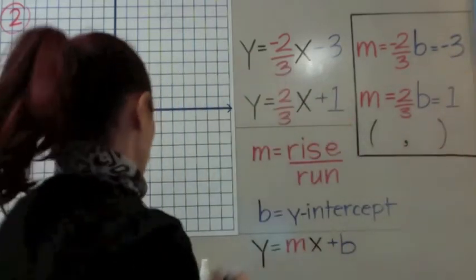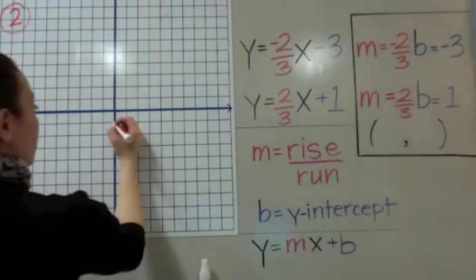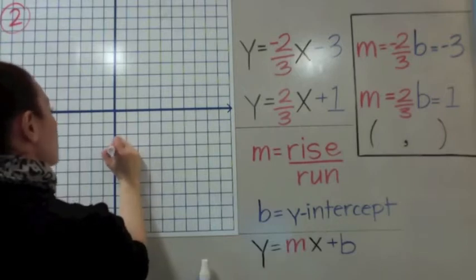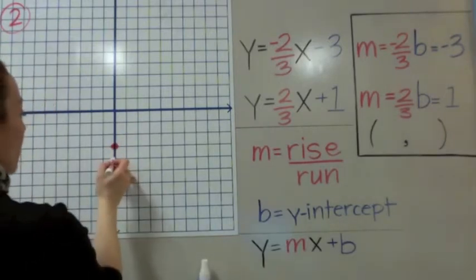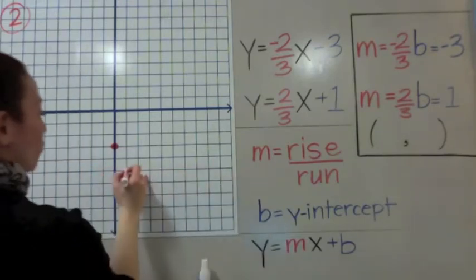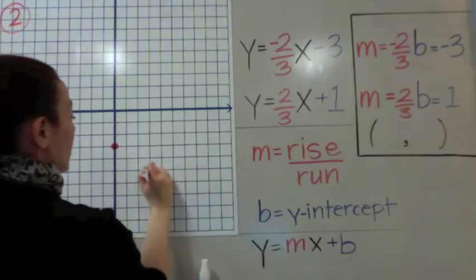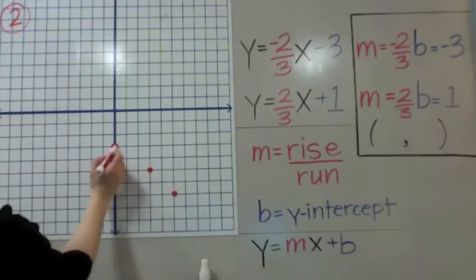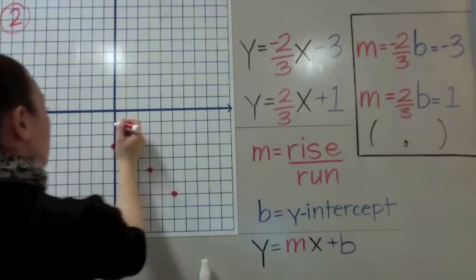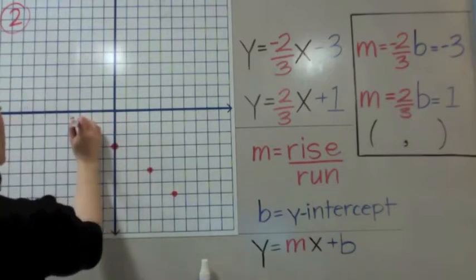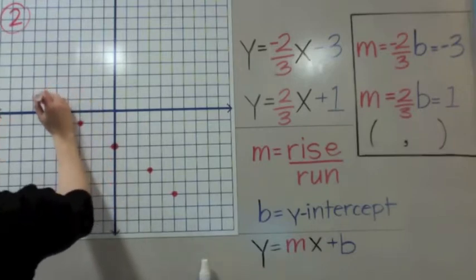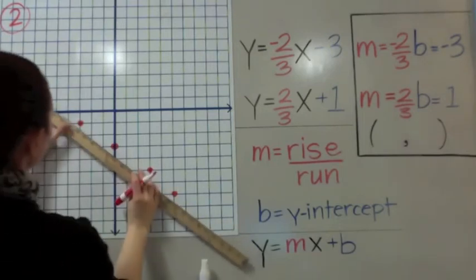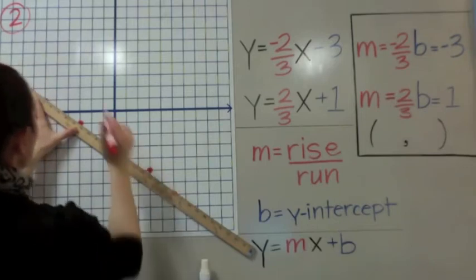So let's graph the first line. The first line starts at -3. 1, 2, 3. I'm going to put my y-intercept there. From that point, I'm going to go down 2 and over 3. 1, 2, 3. This has a negative slope. It's going down, right? Down 2/3. I could also go up 2 and over to the left 3. Up 2/3. Okay, so we have our first line, which has a negative slope of 2/3.